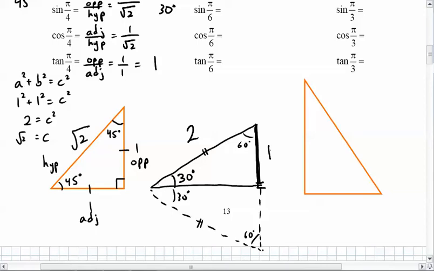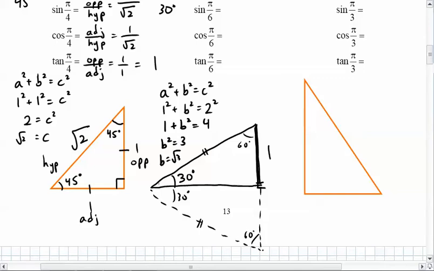Does that make sense? Okay, once you know those 2 sides, you can use a squared plus b squared equals c squared to find out what the third side is. So a is 1. I don't know what b is. C is 2. So 1 plus b squared is 4. So b squared is 3. So that means that b is root 3. This side here is root 3.